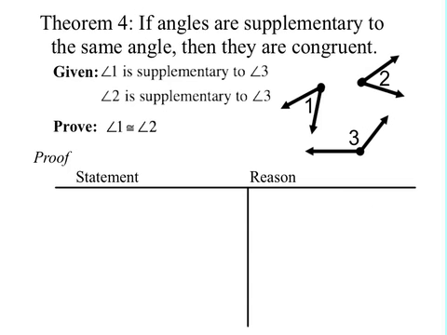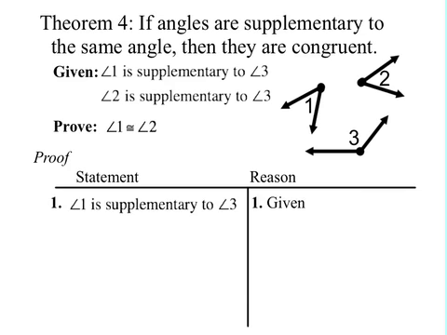And now let's set up a two-column proof for Theorem 4. It states that angles are supplementary to the same angle. So that's the given. We now have an angle 1, which is given as being supplementary to angle 3, and there's also an angle 2, also supplementary to angle 3. Our job is to prove that angle 1 is congruent to angle 2. And by the way, this is one of many proofs that essentially state the obvious, but we're going to prove it even though you might look at it and say, well, it's obvious.